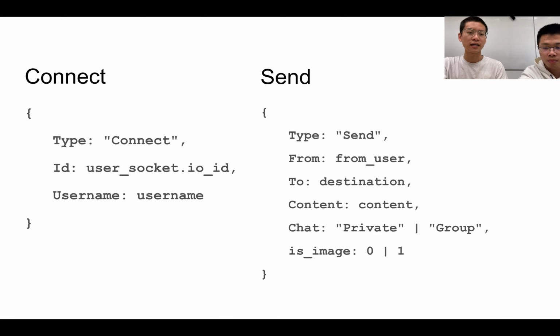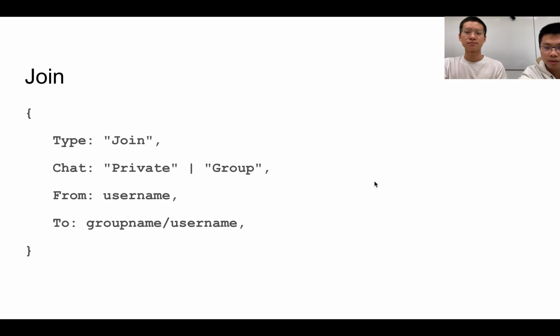And then we also define a customized message sending protocol, and it contains several types. The first type is connect, and the second type is send, which is the most common one. It determines whether the type is sending a message or sending an image, and the content will be either a string or a base 64 binary file, and the chat will be either private or group. So the destination will be either a user or a group name.